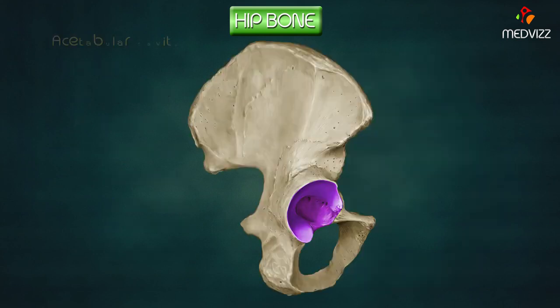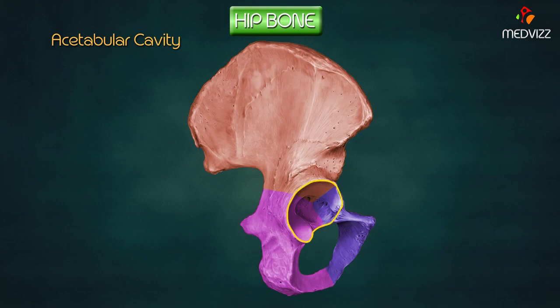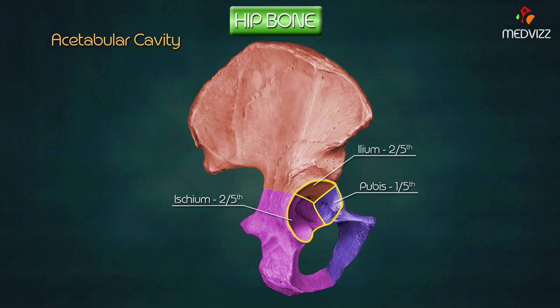Posterior surface, which is divided into 3 areas by 2 blunt ridges: upper area, middle area, and the lower area. The acetabular cavity. It is a deep hollow in the hip bone which faces laterally, downwards, and forwards. It articulates with the head of the femur. All 3 of the hip bones contribute to the formation of the acetabular cavity. Pubis, upper and anterior 1/5; ischium, lower and posterior 2/5; ilium, the rest of the cavity.